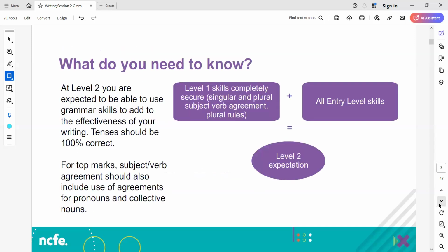So what do you need to know at level 2? You should be secure in the level 1 skills, singular and plural, subject-verb agreement and plural rules, and all entry-level skills. So you're expected to be able to use grammar skills to add to the effectiveness of your writing. Your tenses used in your writing should be 100% correct. To get top marks, your subject-verb agreement should also include use of agreements for pronouns and collective nouns.